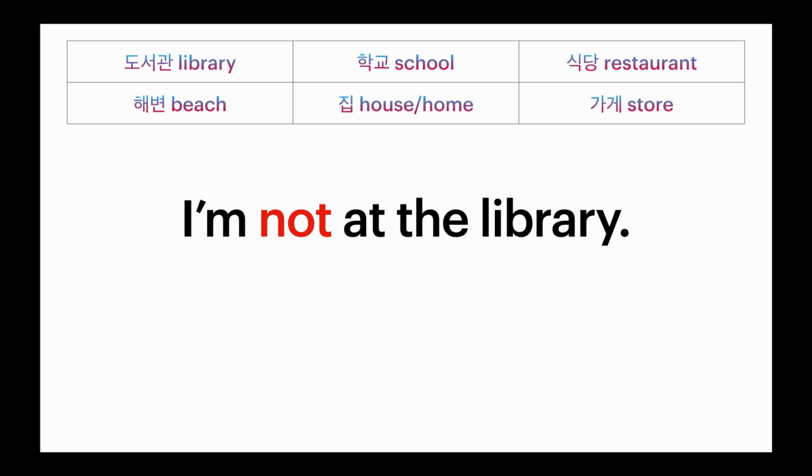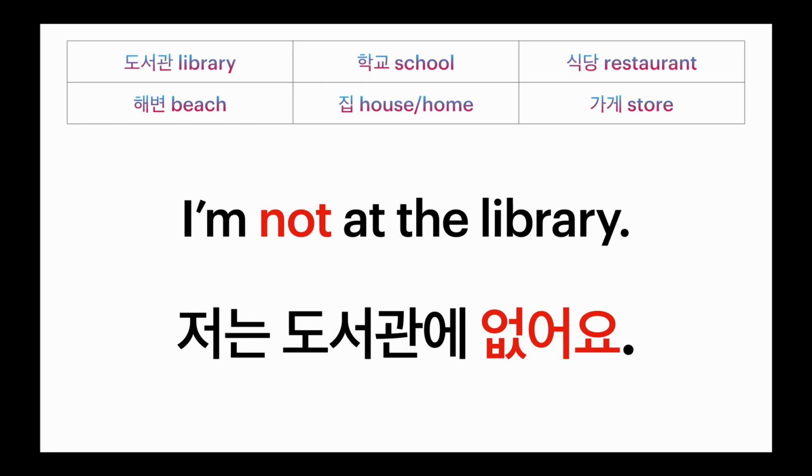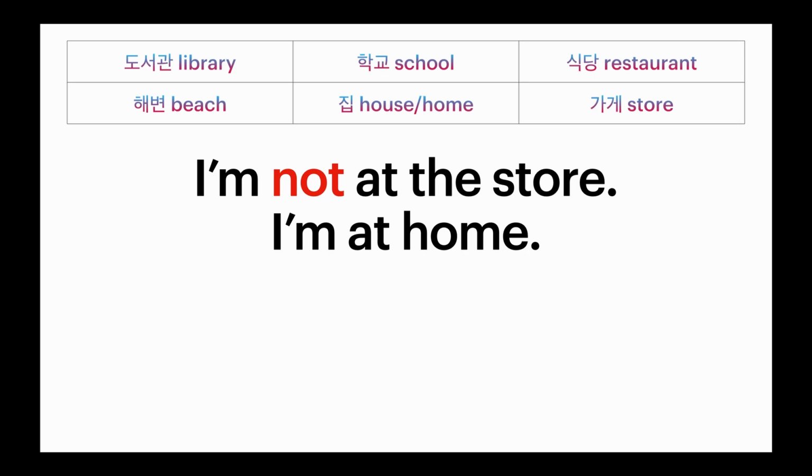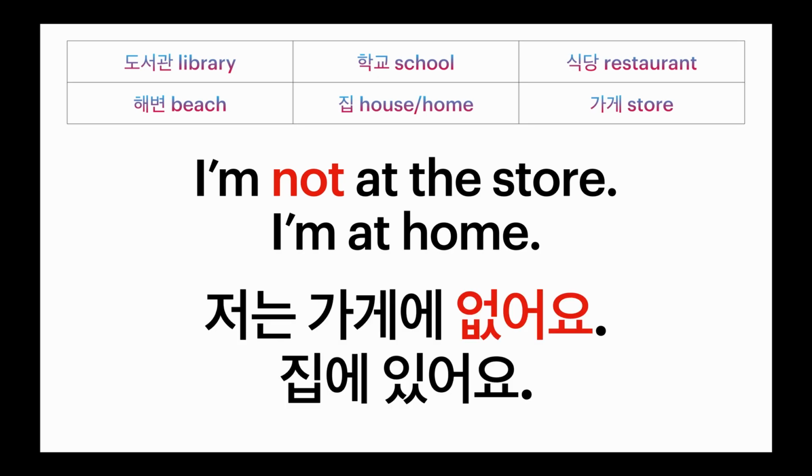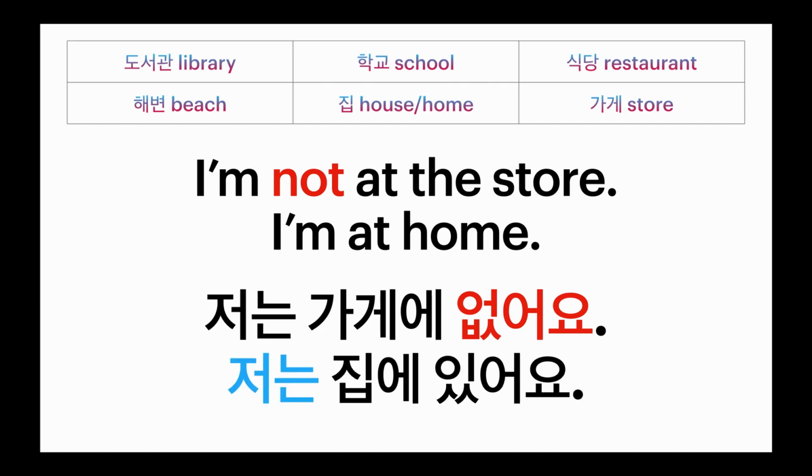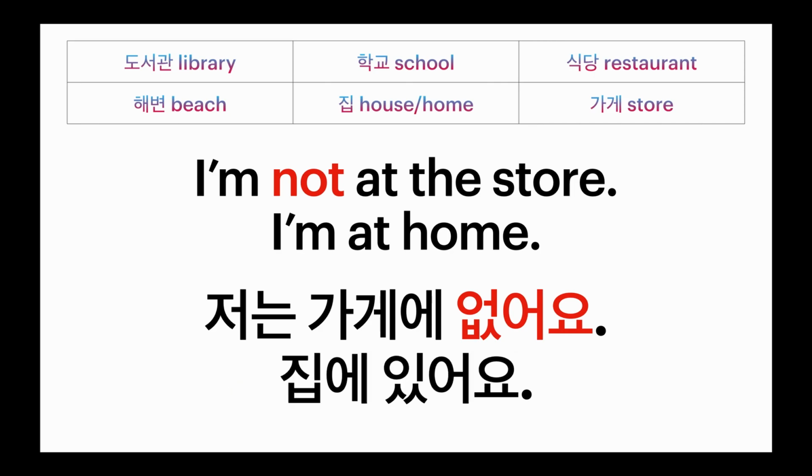I'm not at the library. 저는 도서관에 없어요. I'm not at the store. I'm at home. 저는 가게에 없어요. 집에 있어요. And in the second sentence, you could say 저는 집에 있어요. But because you've already said it in the first sentence, it's obvious that you're already talking about yourself. So in the second sentence, it sounds rather redundant, so we can just leave it out.